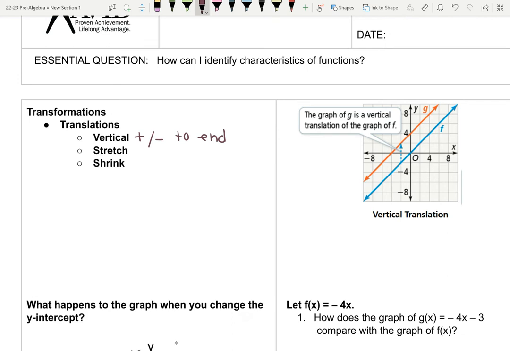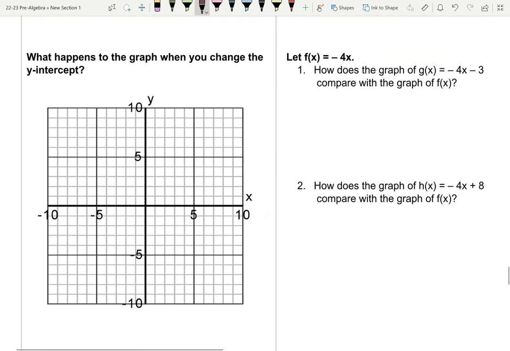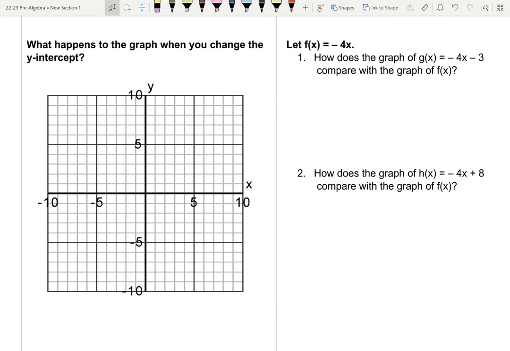A vertical stretch means that the slope got bigger, and you're stretching the whole graph itself upwards. And a shrink means that the slope gets smaller, and we're shrinking that graph down. So let's practice here first.